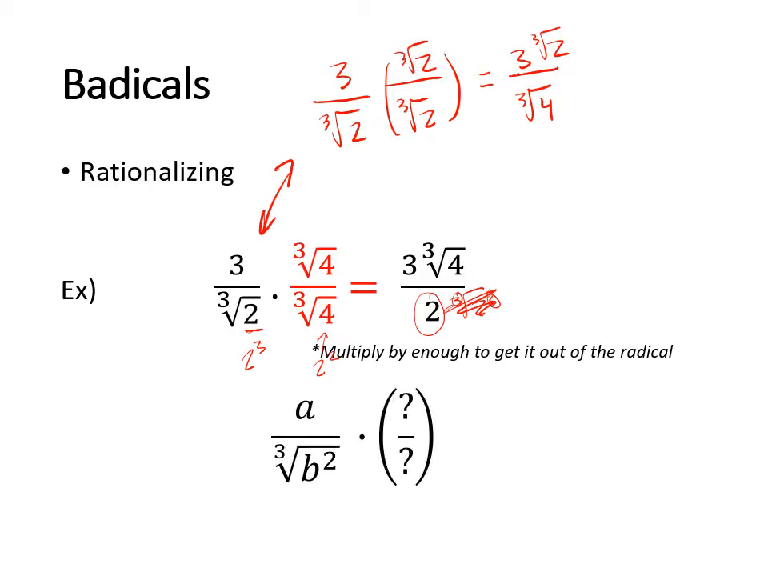Okay, so for example, what would I have to multiply a divided by the cube root of b squared by in order to rationalize this? The answer is you'd have to multiply it by the cube root of b divided by the cube root of b, because this would then result in the cube root of b cubed, and then you'd have a times the cube root of b. Obviously, because these match, it comes out as b. This would be a times the cube root of b all over b.